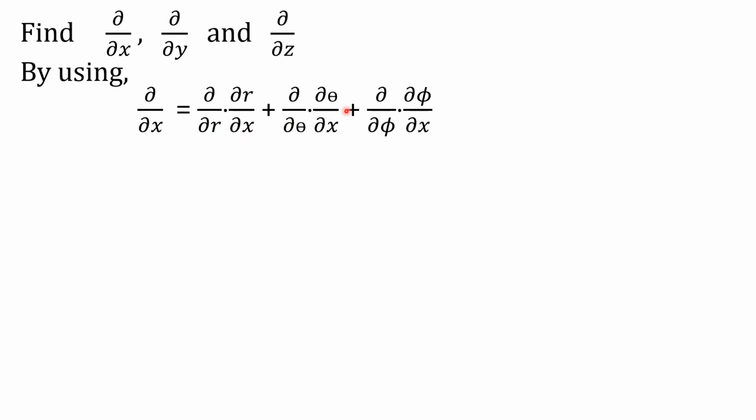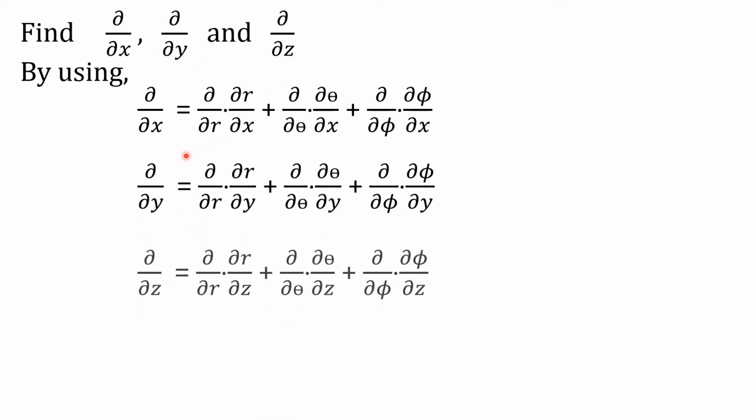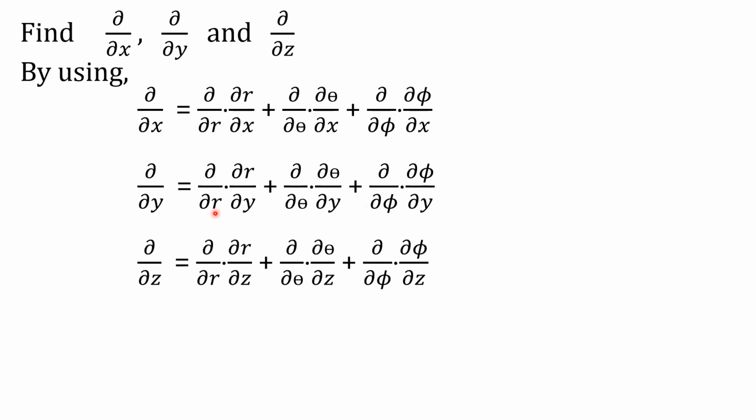Then the same term we differentiate with respect to theta: del by del theta into del theta by del x, plus del by del phi into del phi by del x. Similarly, find del by del y and del by del z. These terms are written like this.